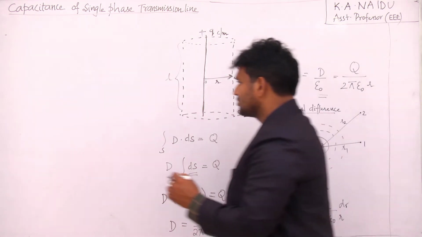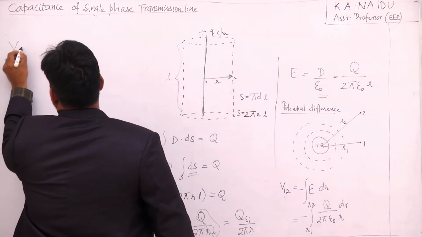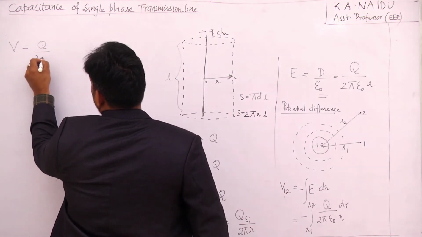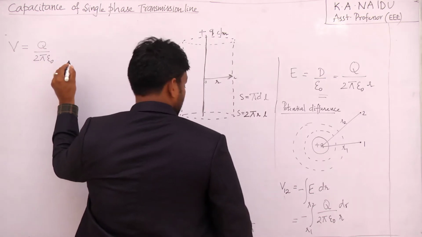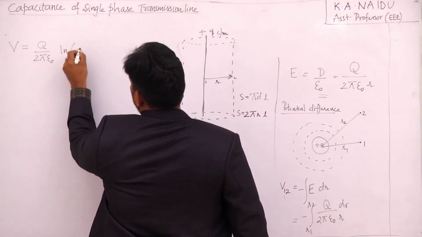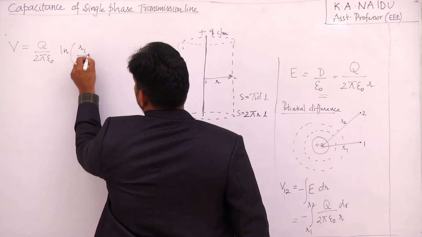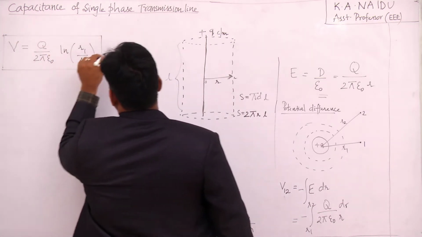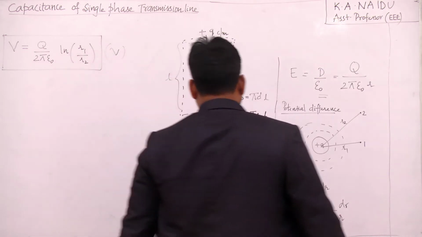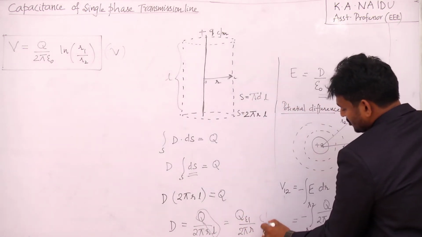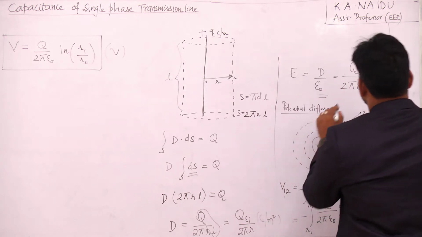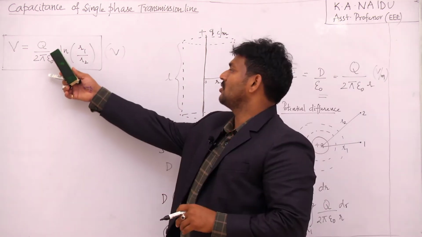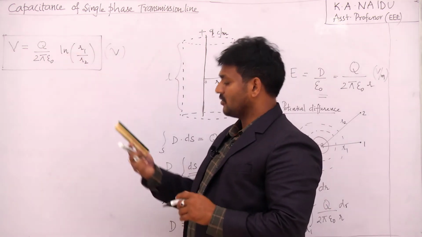So this will be V is equal to q by 2 pi epsilon naught ln of r1 by r2. So this is in volts. Here the flux density is in coulomb per meter square, and the electric field intensity is in volts per meter. V12 is equal to q by 2 pi epsilon naught ln of r1 by r2.